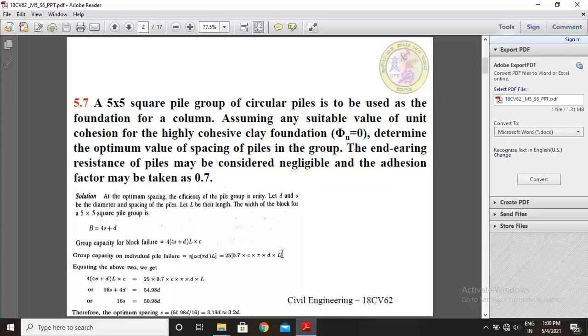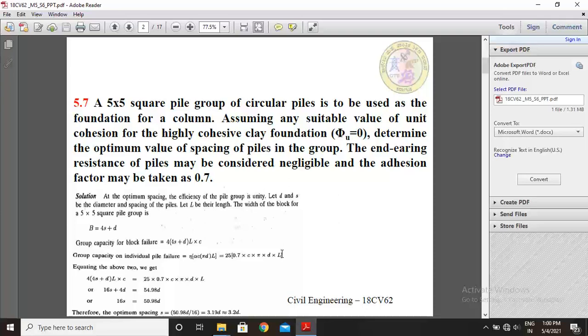So from the last class I will continue. After completion of the 6th problem, today I want to explain the 7th problem, how that problem is asked. A 5 into 5 square pile group of circular piles is to be used as the foundation for a column. Assuming any suitable value of unit cohesion for the highly cohesive clay foundation, determine the optimum value of spacing of piles in the group. The end bearing resistance of piles may be considered negligible and the adhesion factor may be taken as 0.7. So based on these problems, following is the solution.